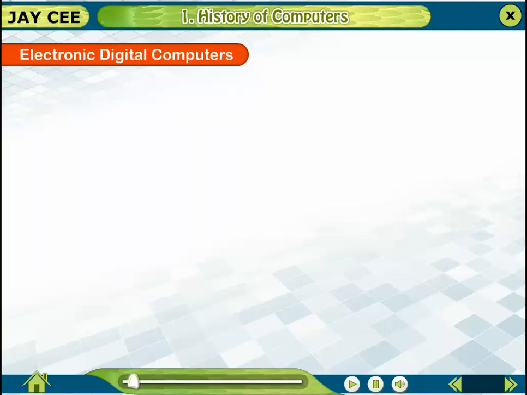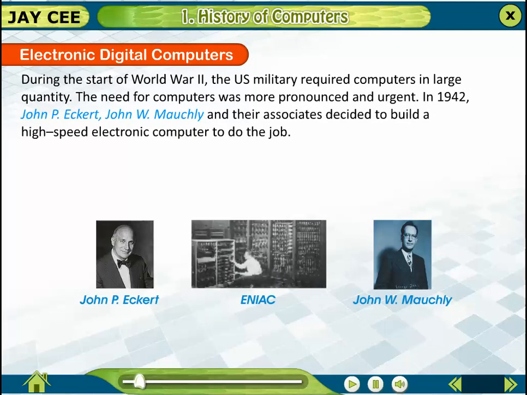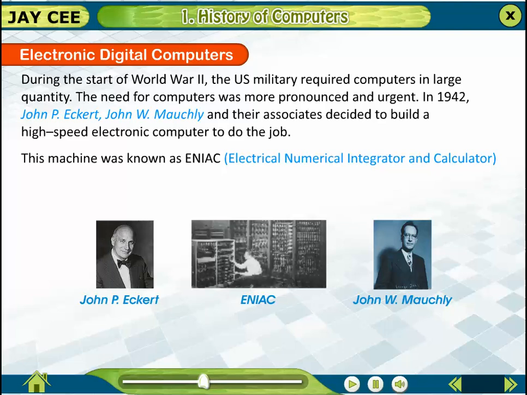Electronic digital computers. During the start of World War II, the US military required computers in large quantity. The need for computers was more pronounced and urgent. In 1942, John P. Eckert, John W. Moakley, and their associates decided to build a high-speed electronic computer to do the job. This machine was known as ENIAC, electrical numerical integrator and calculator.